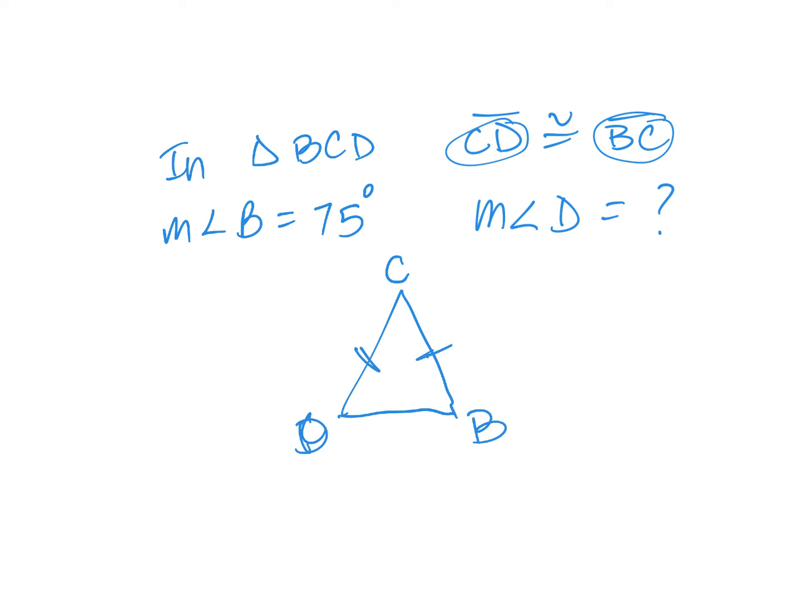And it says that angle B is 75 degrees. And they want angle D. So angle D would also be 75 degrees because it's the ones on the floor. And those are equal if those sides are equal.